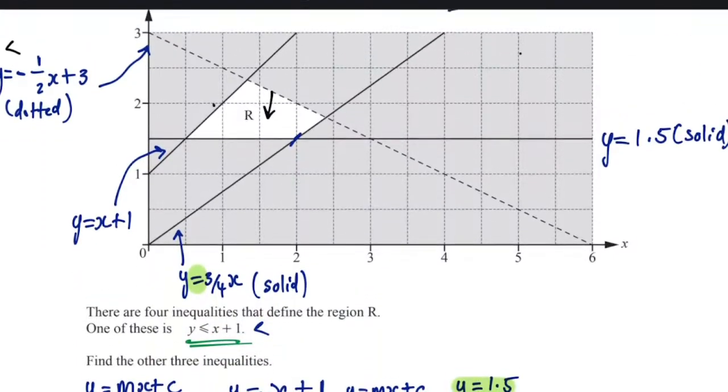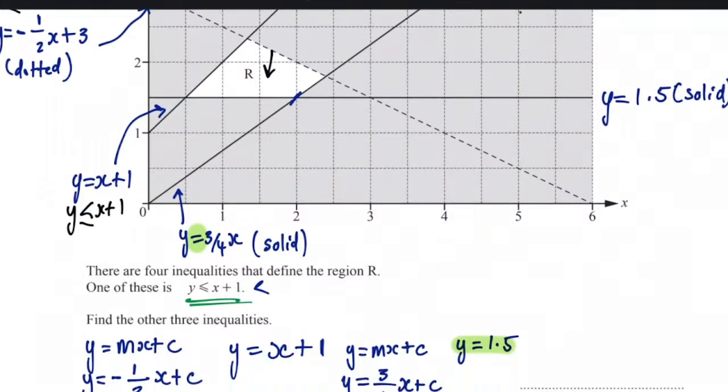Then we come to this one. This region is below it again. So that means y is less than x plus 1, but you put an or equal to because it's a solid line. But this one, they've already done it for us. Here, this unshaded region is above it. It's not below it, it's above it. So this is going to be greater than, and since it's a solid line, it's or equal to.